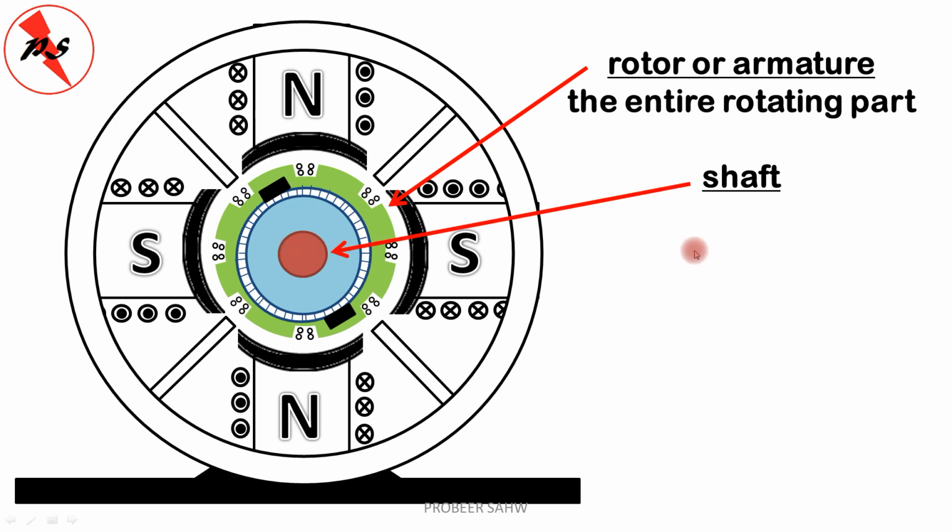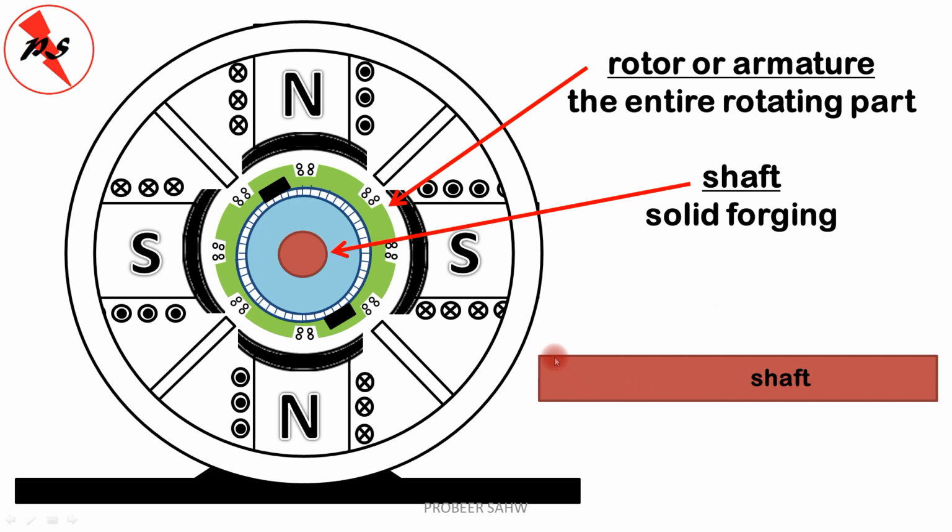This shaft is a solid forging. It is a long cylindrical shaped element which is a single piece. It is a solid forged piece. The shaft looks like this. It is a solid forging. It is very long in length and short in diameter.